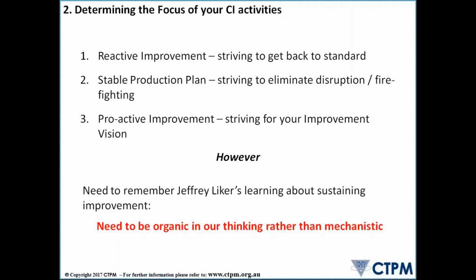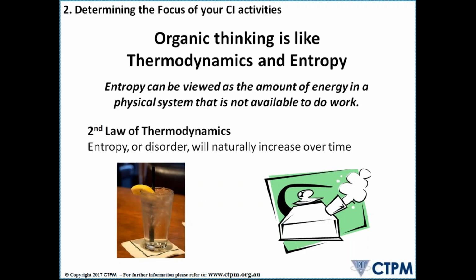So what Jeffrey Liker talks about is the need to be organic in our thinking rather than mechanistic. In other words, lean TPM is not just going out using tools like setup reduction. It's about understanding growing people, and that we have a living organism out there. We have all these people out there, and if we don't grow them and keep them involved in improvement, it will fall away. And to reinforce that point, he uses the analogy of thermodynamics and entropy.